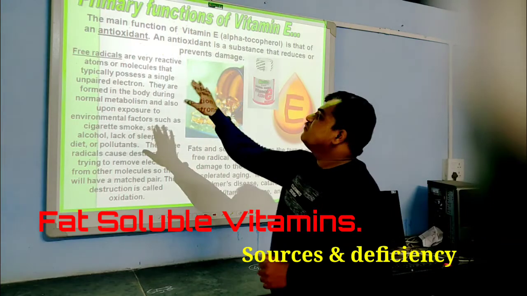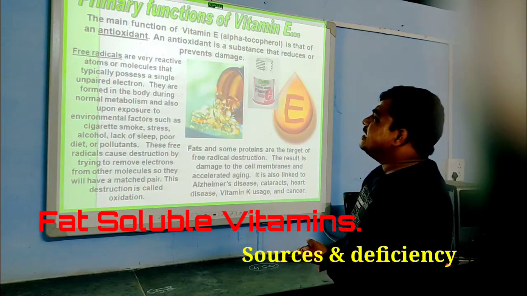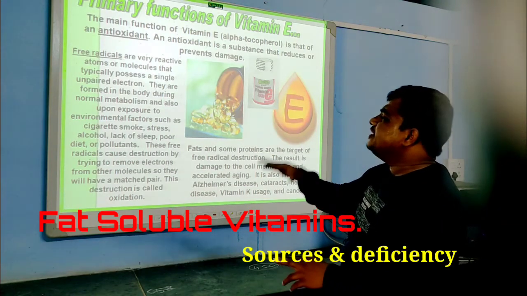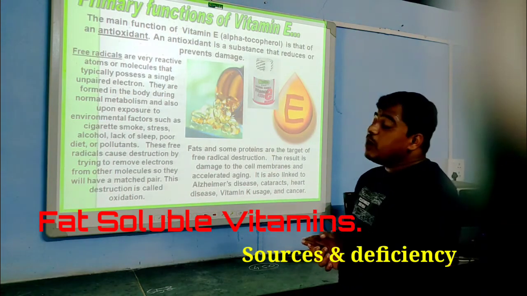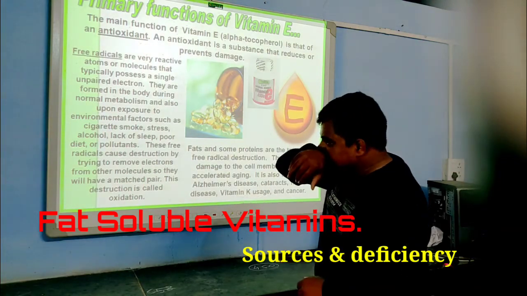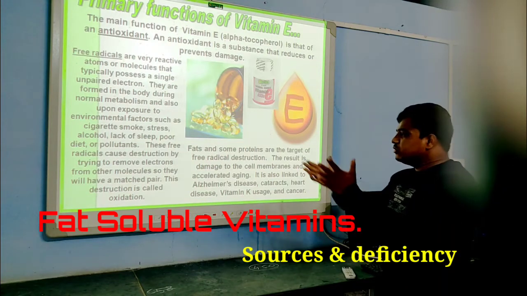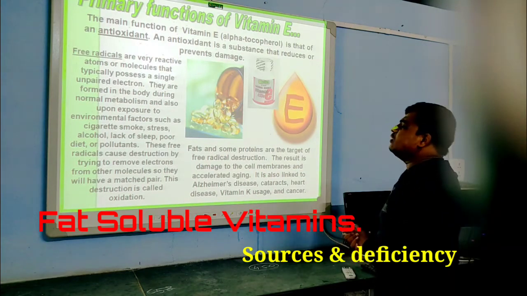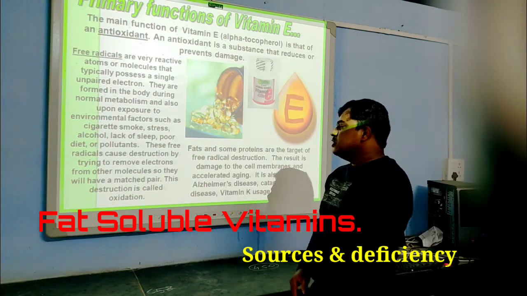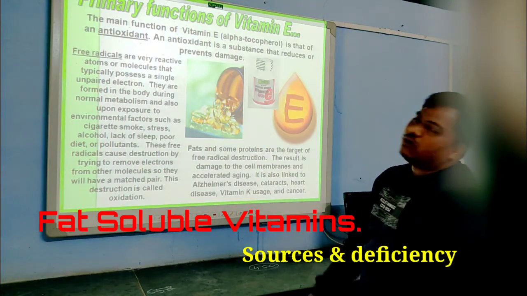Okay, and free radicals are very reactive atoms or molecules that typically possess a single unpaired electron. They are formed in the body during normal metabolism and also upon exposure to environmental conditions such as cigarette smoke, stress, alcohol, lack of sleep, poor diet or pollutants. These free radicals cause destruction by trying to remove electrons from other molecules so that they will have a matched pair, and this process is called oxidation.